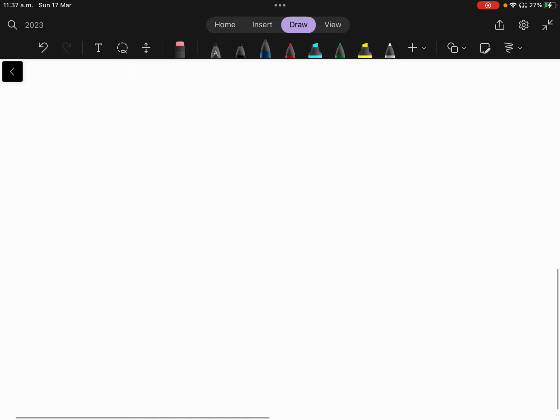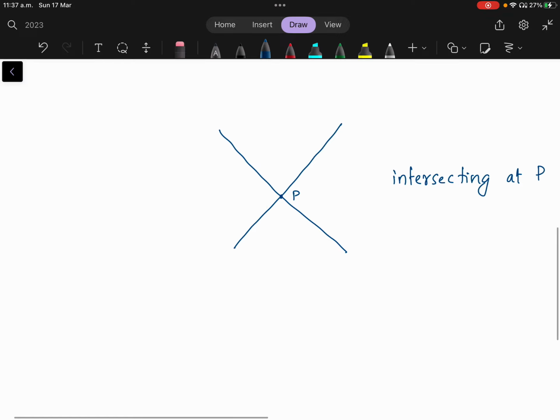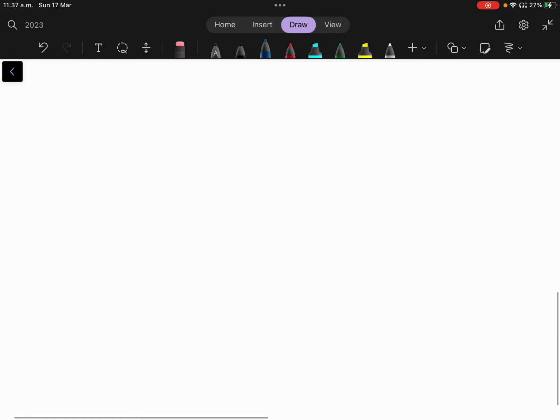Now, if I have one line like this, and another line which is crossing that, it is called intersecting. Sorry, the spelling is wrong. Intersecting. So it is intersecting, and if I give a name for this point, it is intersecting at P. And then I have two lines which go like this and which don't touch each other even if they go to a further point.